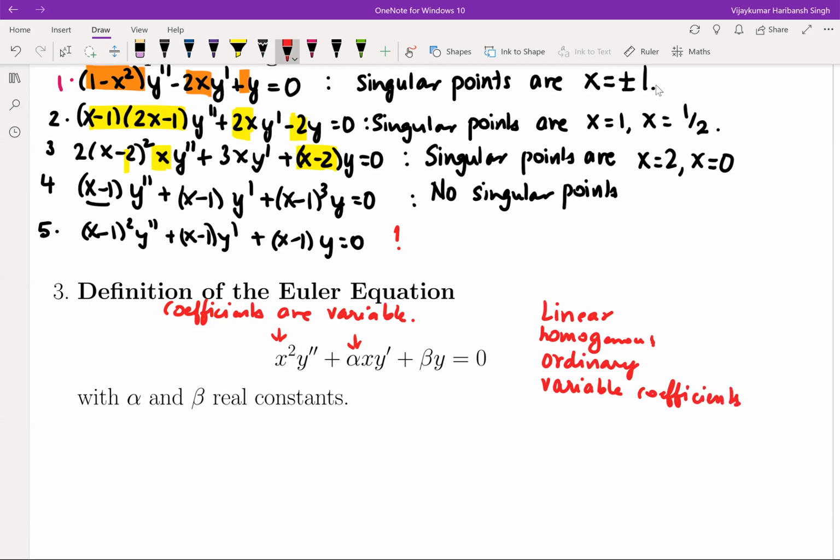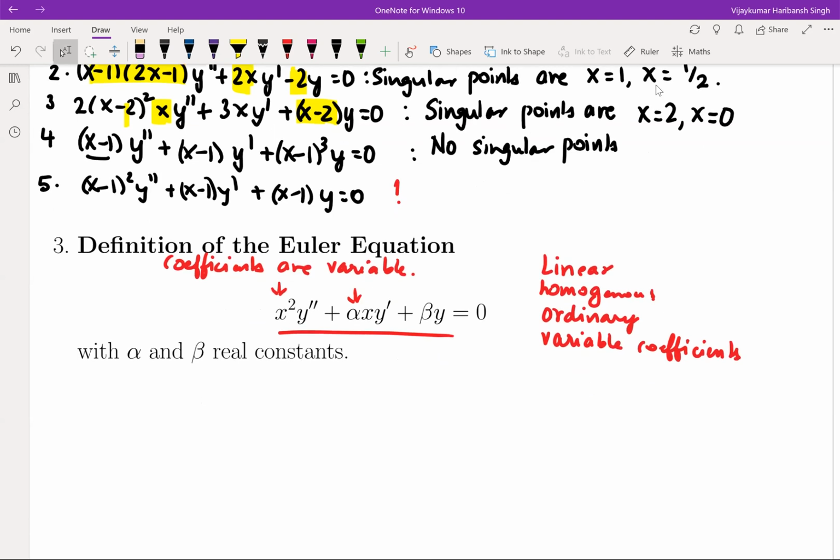So such a differential equation is called Euler's equation. Okay. So now, once you're given this equation, the question is, is it possible to transform this equation into something which we already know? So we'll do the following transformation.